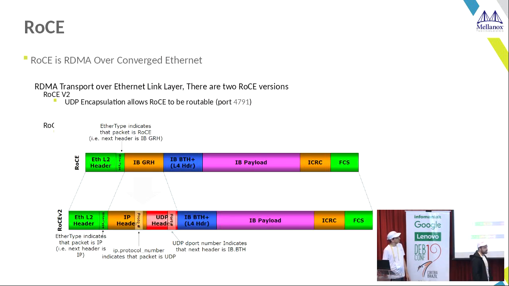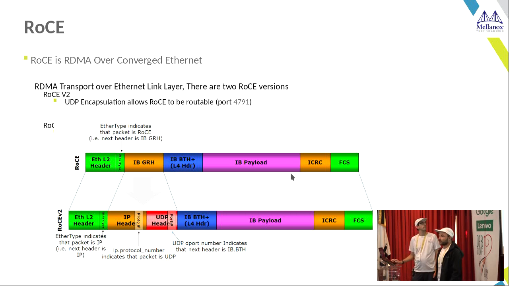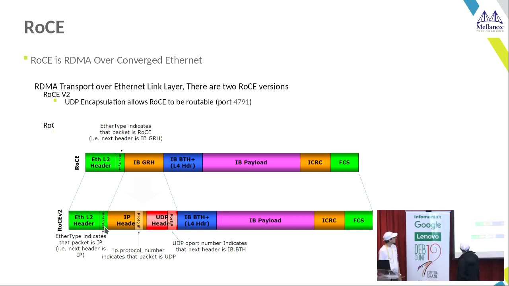RoCE is RDMA over Converged Ethernet. Usually RDMA runs on top of the InfiniBand spec, but if we have Ethernet devices that support RoCE, we can run RDMA on top of them. There are two types of RoCE. In the slide we see just RoCE v2, and there's also RoCE v1. The common one is RoCE v2, which is the newest. The main difference between them is that RoCE v2 is UDP based, which means it's routable, while RoCE v1 is not routable.